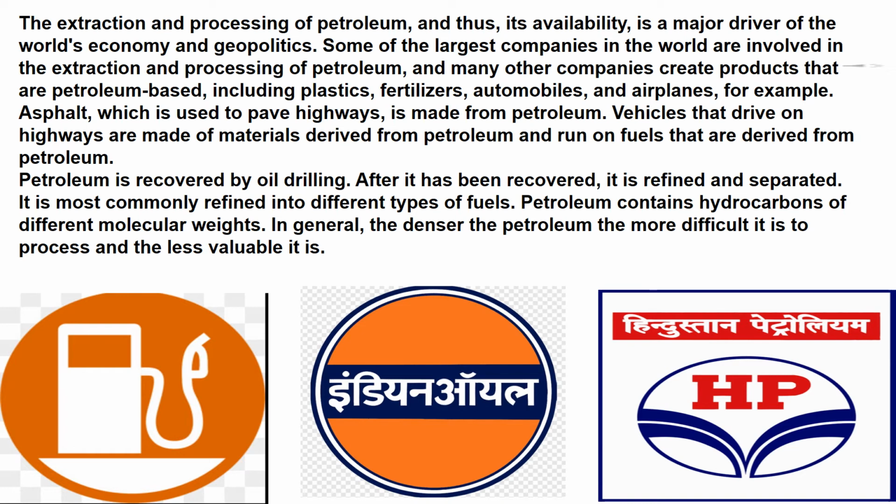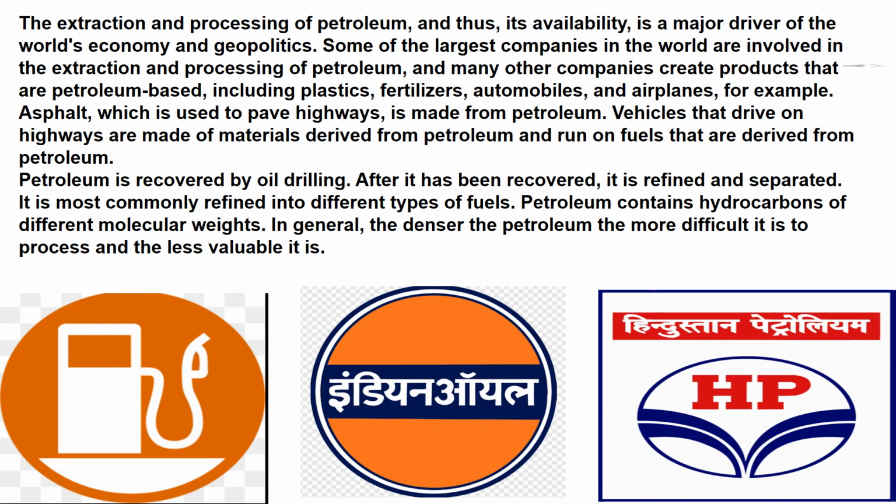Some of the largest companies in the world are involved in the extraction and processing of petroleum, and many other companies create products that are petroleum based, including plastics, fertilizers, automobiles, and aeroplanes. For example, asphalt, which is used to pave highways, is made from petroleum. Vehicles that drive on highways are made of materials derived from petroleum and run on fuels that are derived from petroleum. Children.